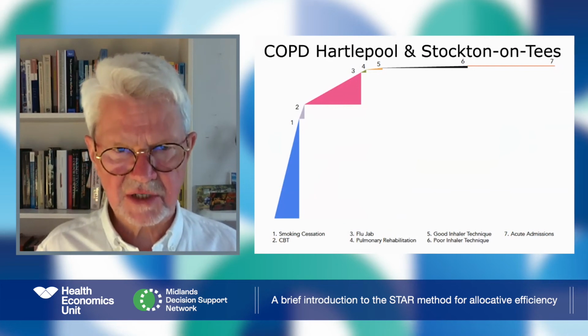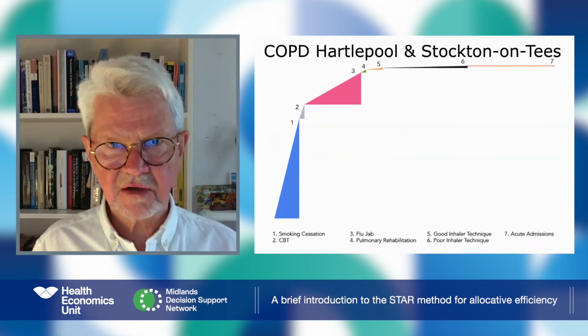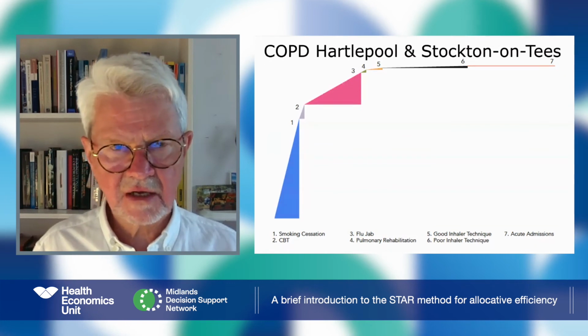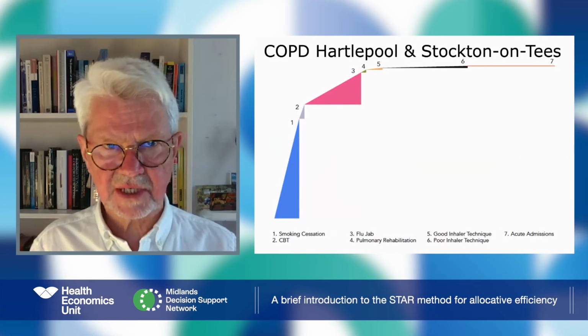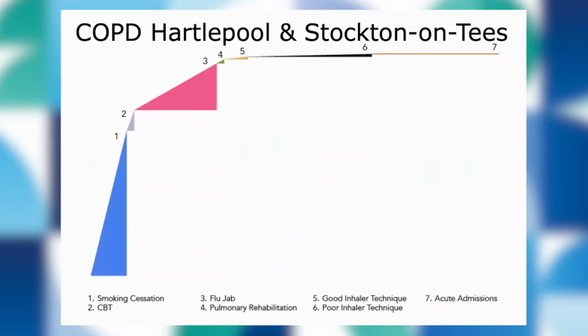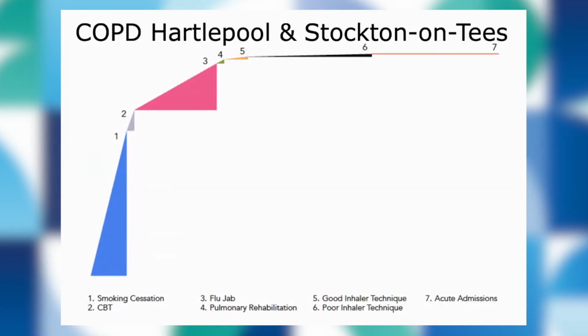This was the North East Commissioning Support Unit with stakeholders in Hartlepool and Stockton-on-Tees for components of the care pathway of chronic obstructive pulmonary disease, COPD. And this conveys so much information as to how they're spending resources on the treatment of COPD. And of course, the most striking point here is that most of the resources, about 2/3 on triangles 4, 5, 6, and 7, are going on interventions that produce very little benefits in terms of quality of life.